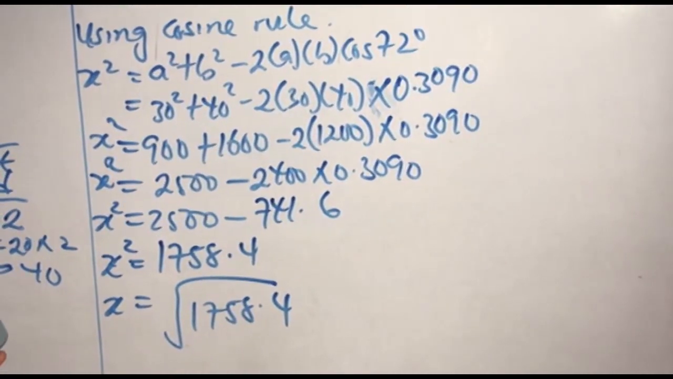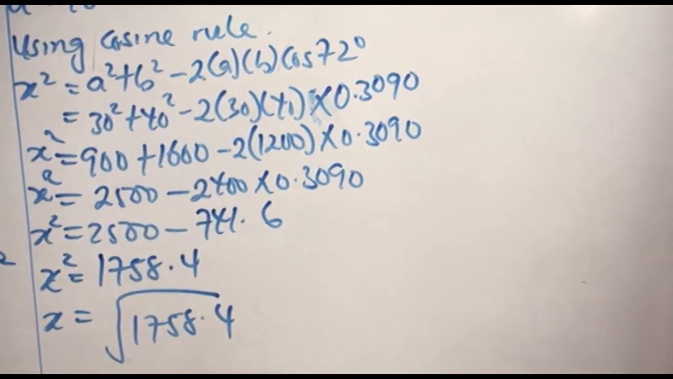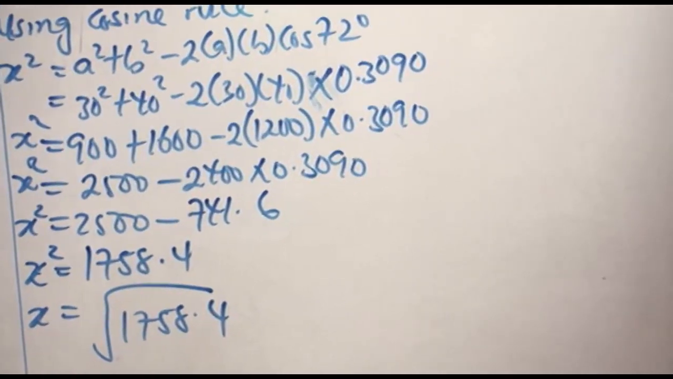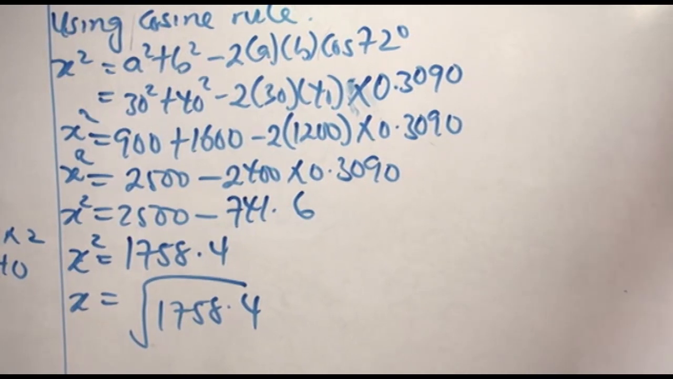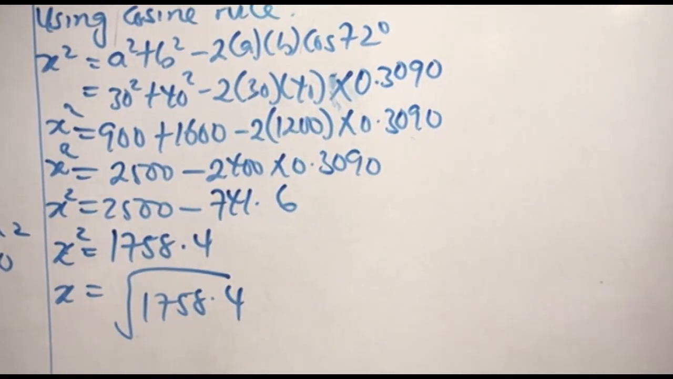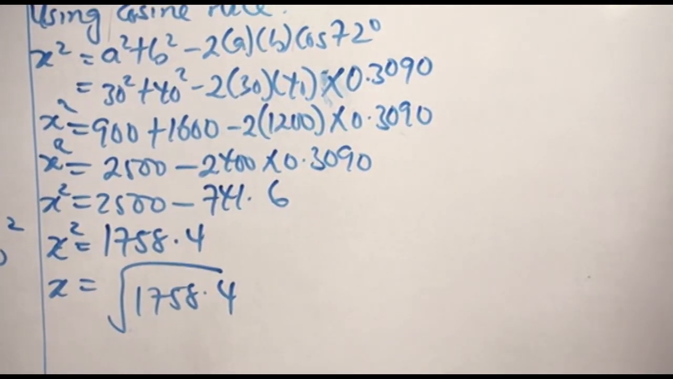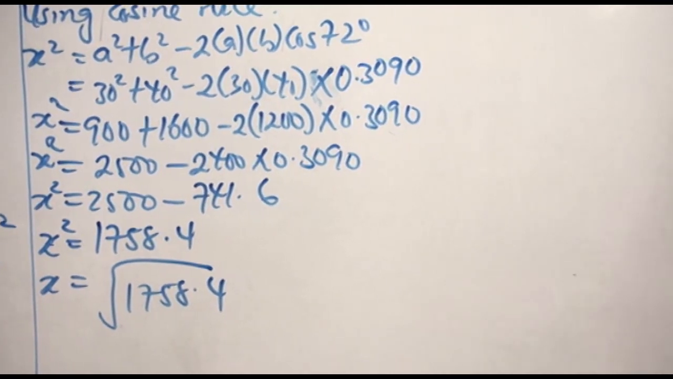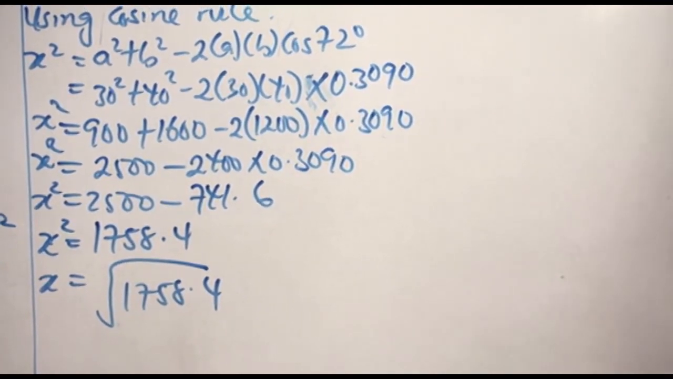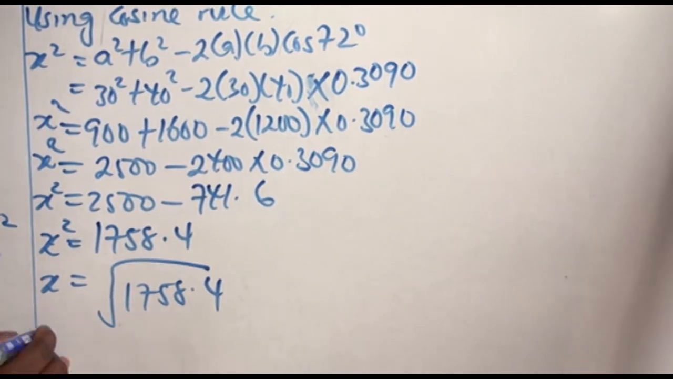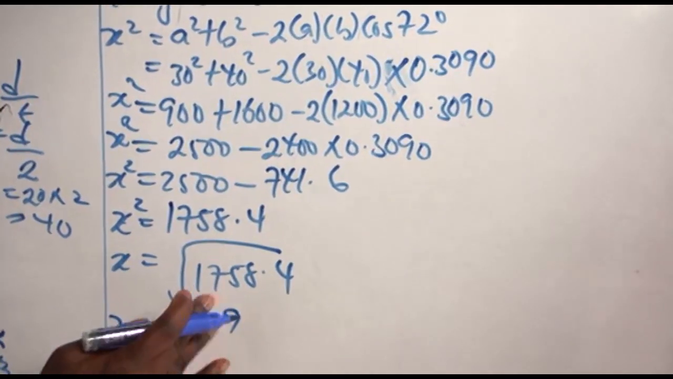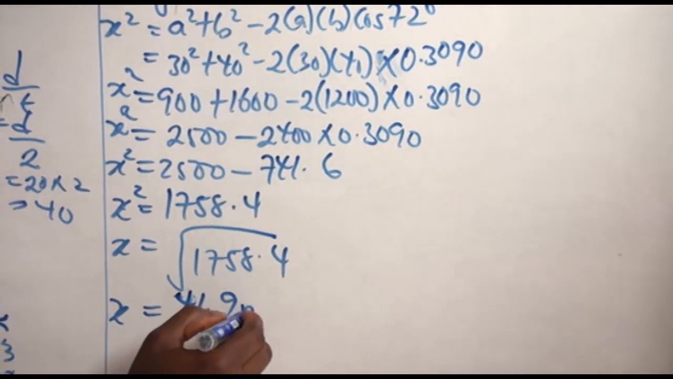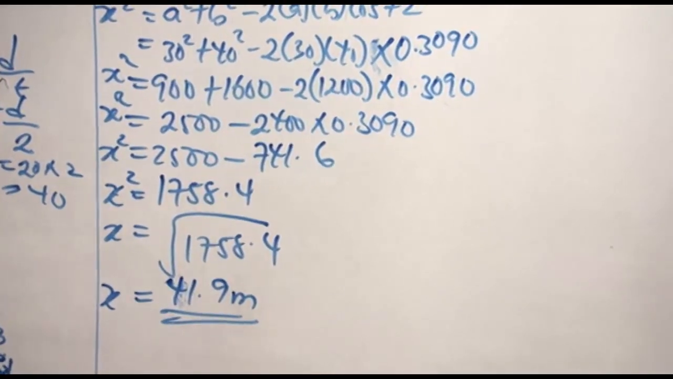So the square root of 1758.4 gives us S to be 41.9 kilometers. That's our distance apart.